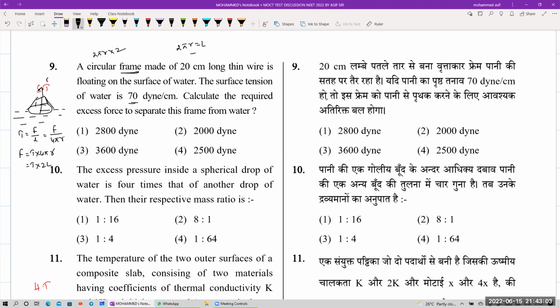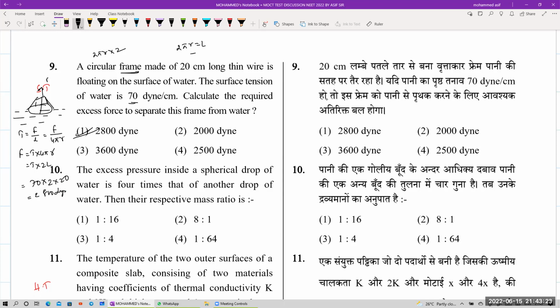To ye dekh lijiye, surface tension ki value de rakhi kitni hai, 70. Times mein rakh raha hoon, answer 2 into length will be equal to 20. So 7 2 is 14, 14 2 is 28. Yani 2800 dynes will be the answer. Directly formula based. Theek hai.